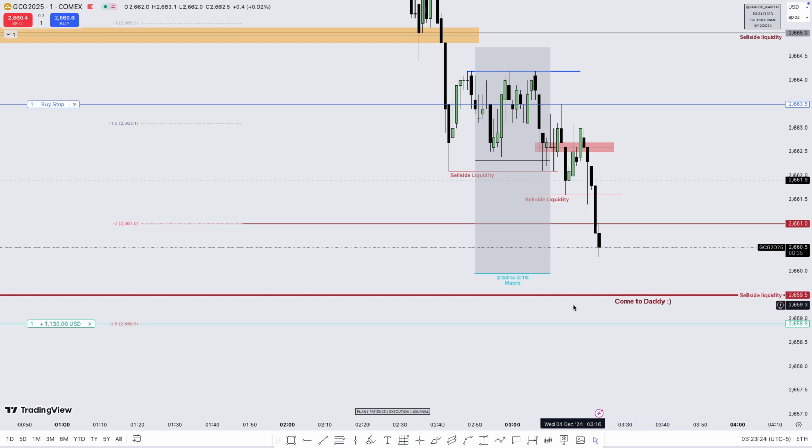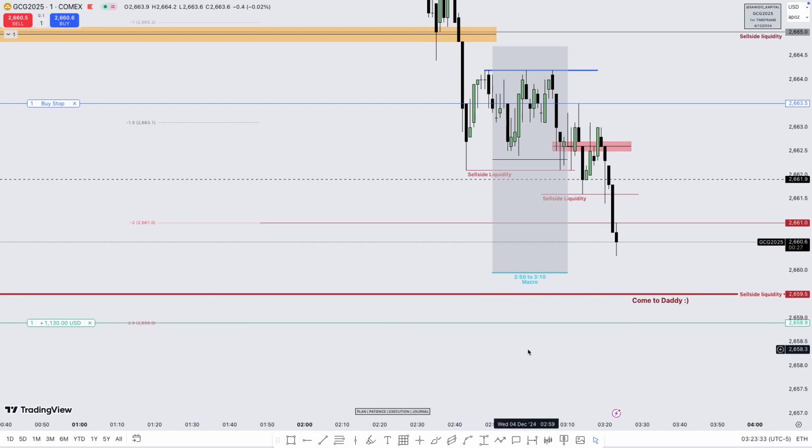Let's go. How far below original consolidation? -2 standard deviation, -2.5 standard deviation. That's what I'm targeting below sell side. Let's go.